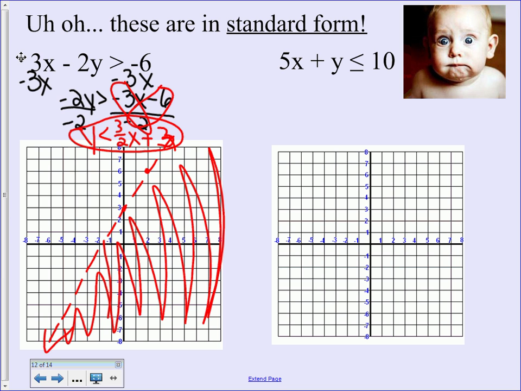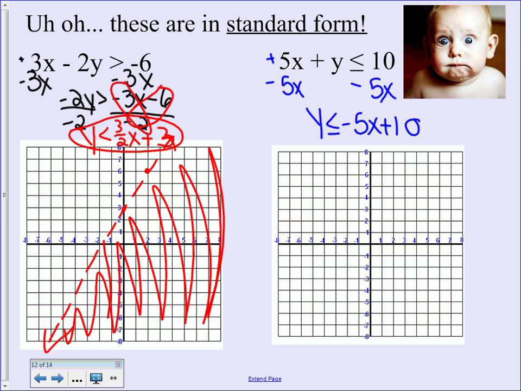Let's take a look at this one. Okay, let's take a look at number 9. So to graph number 9, I'm going to subtract 5x from both sides. This is a positive 5x, so I want to do a negative 5x to get rid of it. So I get y is less than or equal to negative 5x plus 10.